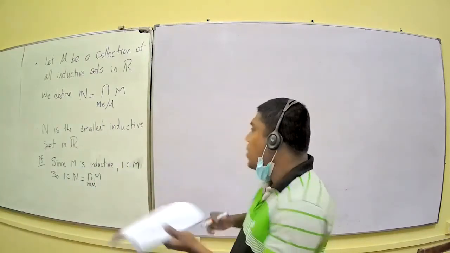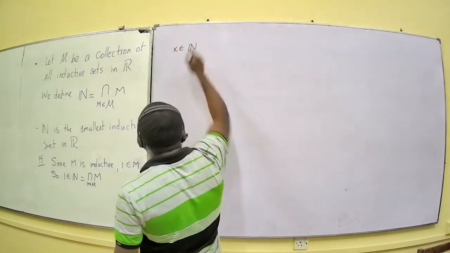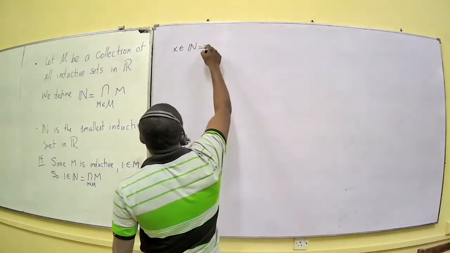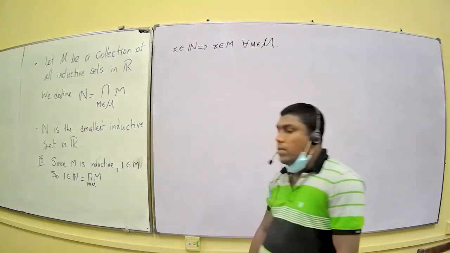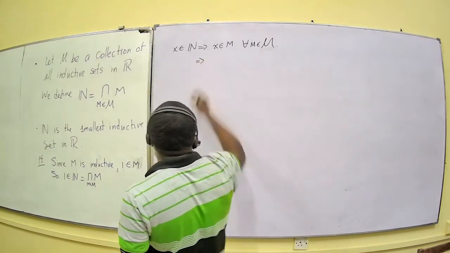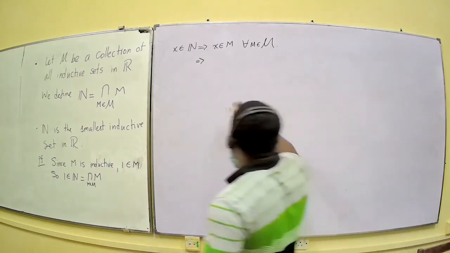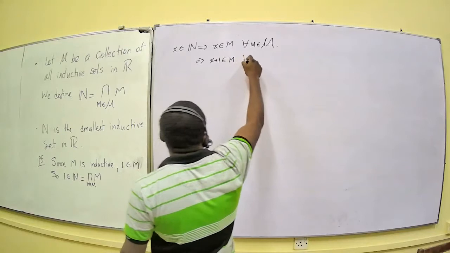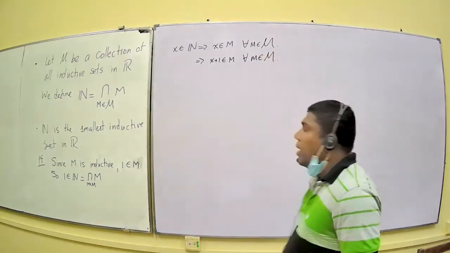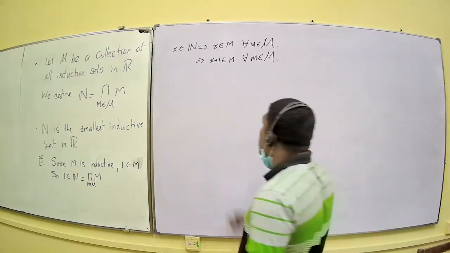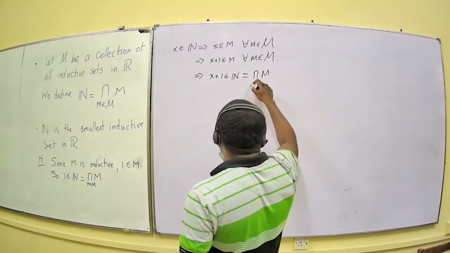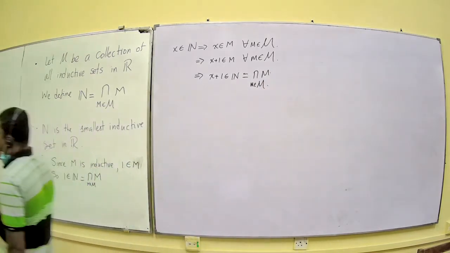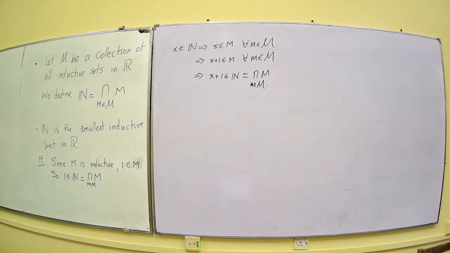So X belongs to N. That means X belongs to M for all M in curly M. Because each M is an inductive set, X plus 1 belongs to M for all M in curly M. If X plus 1 belongs to M for all M, then clearly X plus 1 belongs to N, which is the intersection of M over M belonging to curly M. So we proved that 1 belongs to N, and also if X belongs to N, then X plus 1 belongs to N. So N is an inductive set.